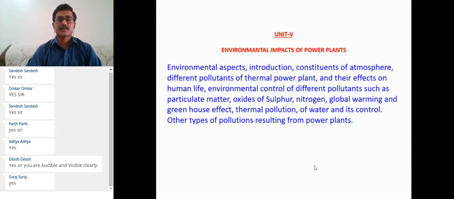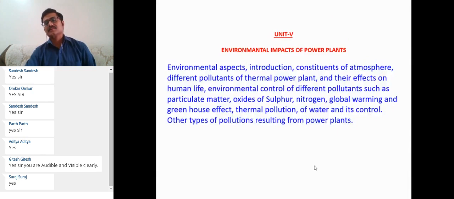Thermal pollution, increasing the temperature of the surrounding air, increasing the temperature of the ocean water, that we'll say, and its control as well. Other types of the pollutants resulting from the different types of the power plants. Between that, the pollutants which are resulting due to the operation of the nuclear power plants, the radiations which are normally released from the nuclear power plant. So that is nothing but the pollutant from the nuclear power plants. So that also we are going to have as a topic of the discussion under the environmental impacts of the power plant.